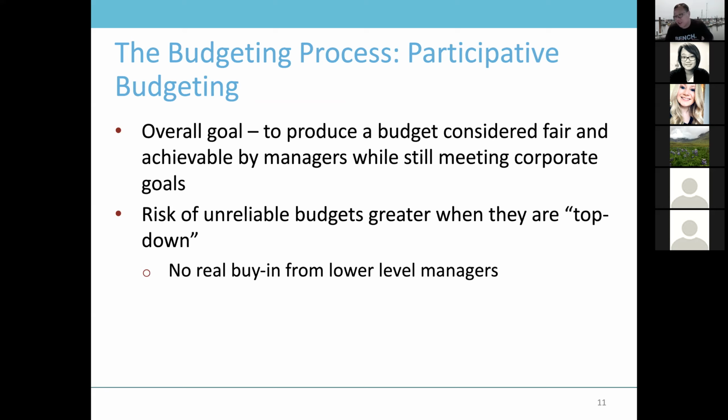And then guess what? The lower manager is like, you guys are crazy. You want me to achieve sales of 3 million this year? That's impossible. So you can give them a budget, but guess what? They think your budget is not fair. So they don't buy in to your budget. So then how can that be useful? Your budget won't be useful.